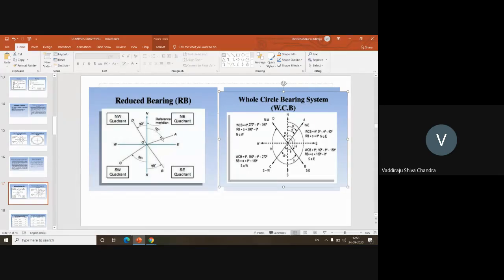Okay. So how to convert one system to the other system? Suppose I have an angle of 340 degrees. The whole circle bearing is given as 340 degrees, that is with respect to north. The survey line value is 340 degrees. So 340 means in which quadrant will it come?